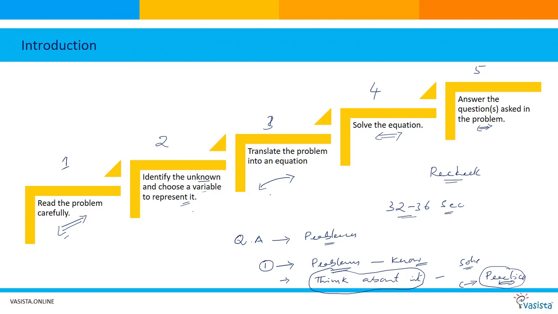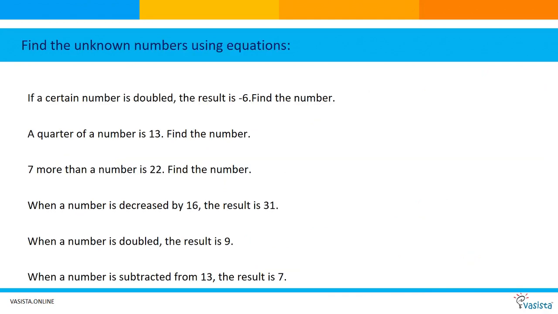Let us check some examples here. Find the unknown numbers using equations. I will show you one by one. If a certain number is doubled, the result is -6. Find the number. It's very simple. Let the number be x. See, a certain number is doubled. This is a very important part. Now it is doubled and the result is -6.